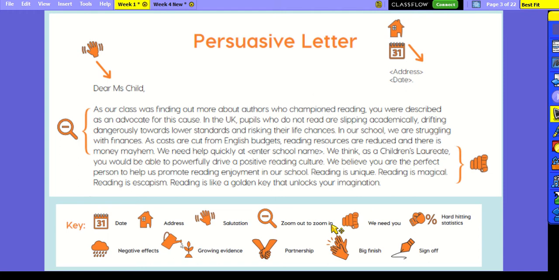So let's read our sentences for the first shape. As our class was finding out more about authors who championed reading, you were described as an advocate for this cause. In the UK, pupils who do not read are slipping academically, drifting dangerously towards lower standards and risking their life chances. In our school, we are struggling with finances. As costs are cut from English budgets, reading resources are reduced and there is money mayhem. We need help quickly at BIS Hanoi. So that's the big picture.